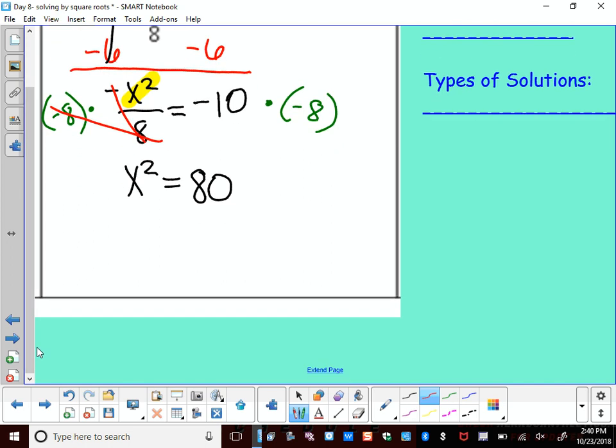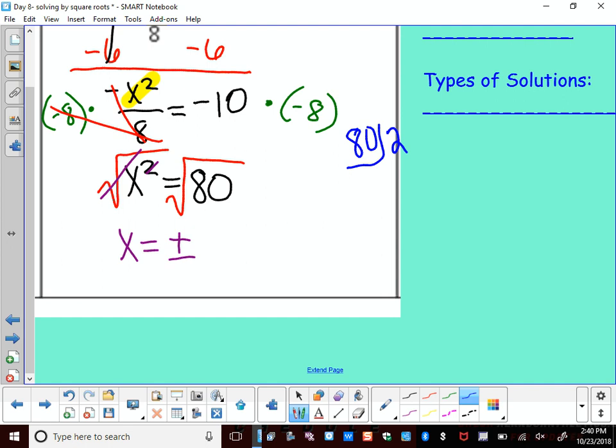Alright, now I have x squared. How do I get x by itself? You take the square root of both sides. Yep, so x equals plus or minus. 80 is not a perfect square, so we can do the ladder. Smallest number to go into 80? 2, divide, get 40, 2, 20, 10, 2, 5, 5, 1.